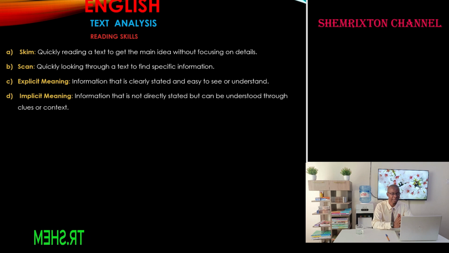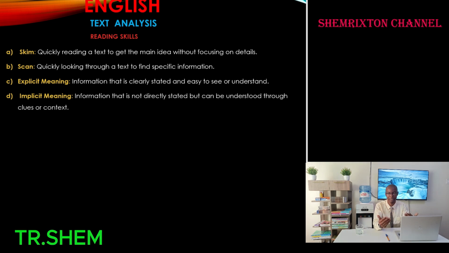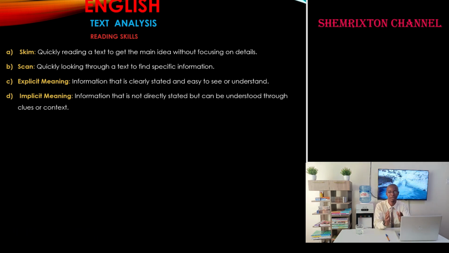From my first slide, I have given some reading skills that will help you in analyzing a text. The first thing is to skim. Skimming is quickly reading a text to get the main ideas without focusing on details. You just need to have a glimpse of what the text is about.